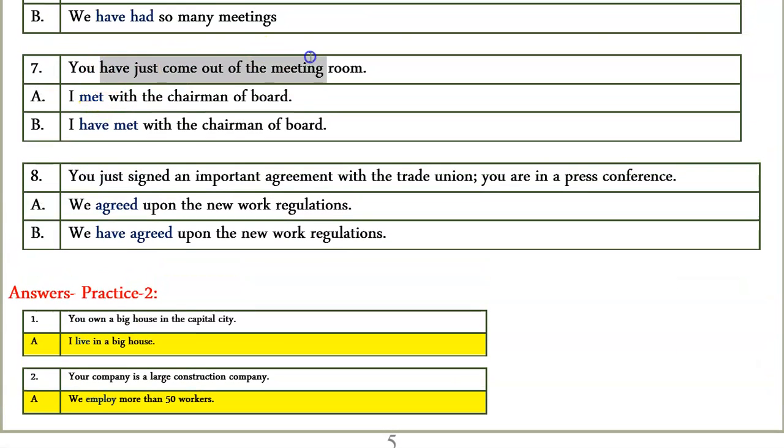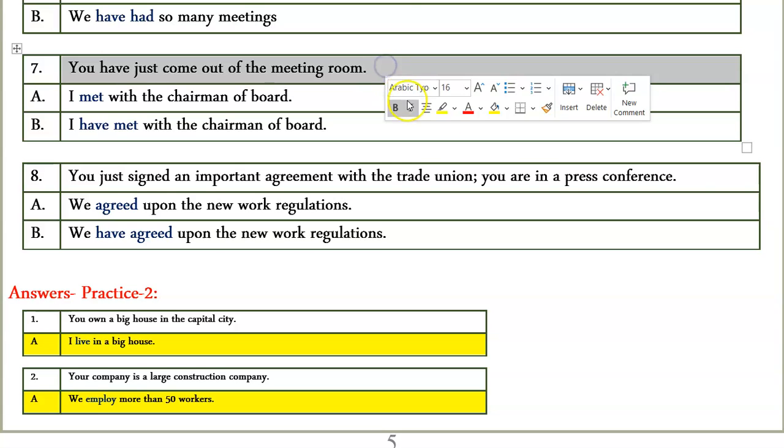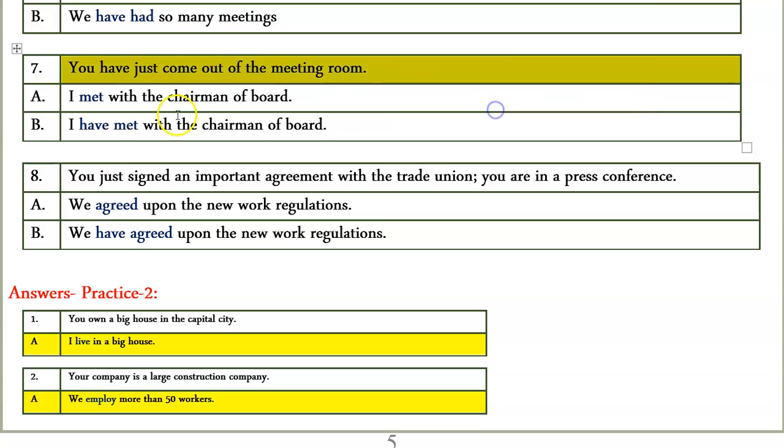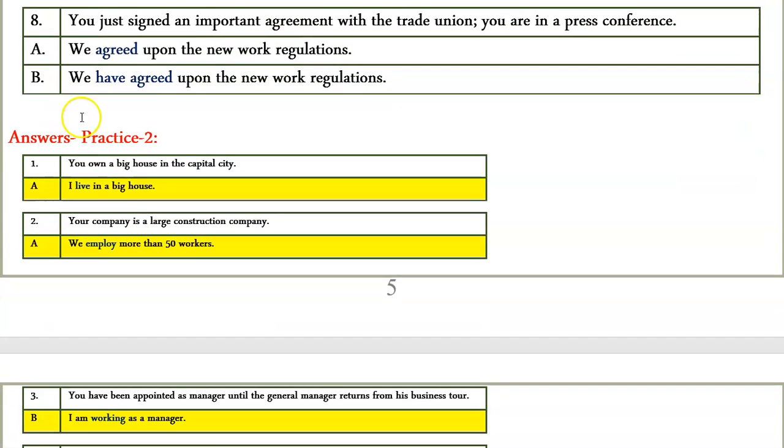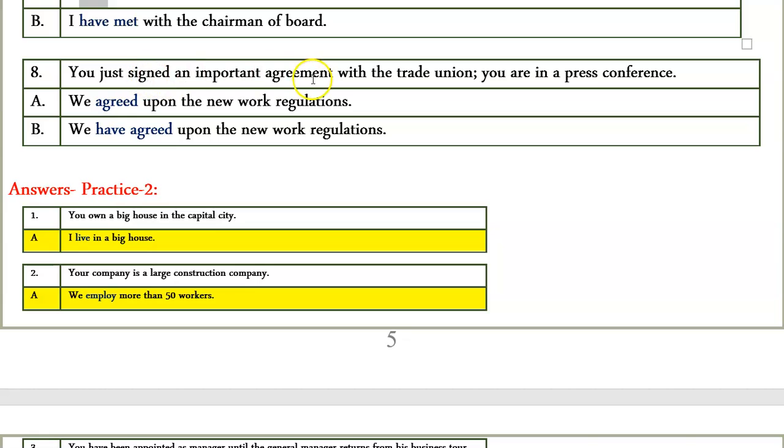You just come out of the meeting room. You're connected to the present. So you met with the chairman of board. You have met. It should be have met, present perfect, not past simple. And the last one, you just signed an agreement, an important agreement with the trade union. You are in a press conference, present perfect, have agreed, or agreed, past simple, should be have agreed because you are connected to that present.